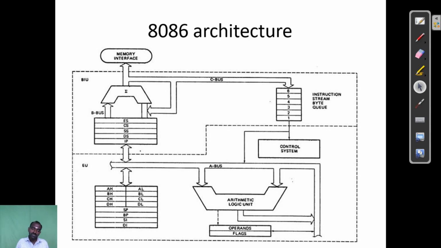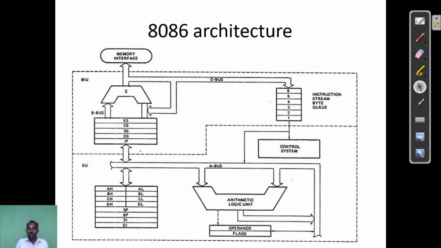So first, what is the bus? A bus means a group of conducting lines that carries address, data and control signals. There are 3 types of bus: address bus, data bus and control bus.